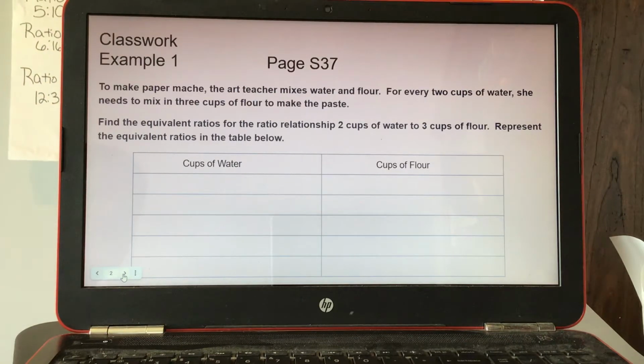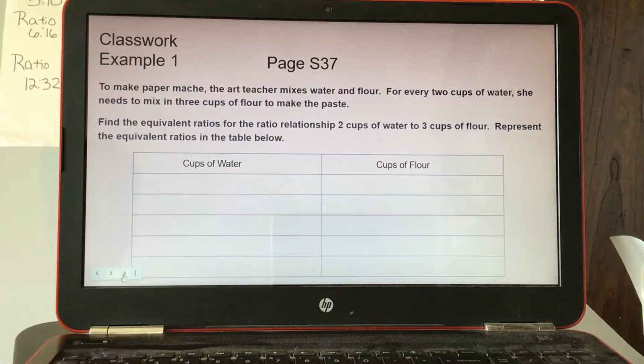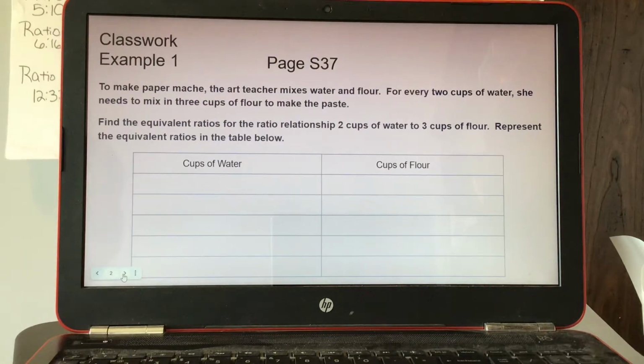To make paper mache, the art teacher mixes water and flour. For every 2 cups of water, she mixes 3 cups of flour to make the paste. Find the equivalent ratios for the ratio relationship 2 cups of water to 3 cups of flour. Represent the equivalent ratios in the table below.